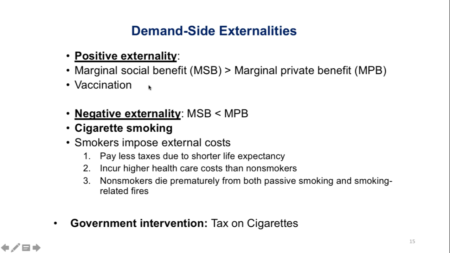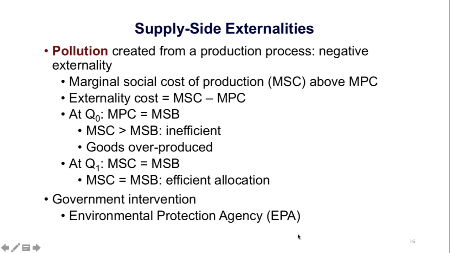That's basically a positive externality, and there is a negative externality such as cigarette smoking, where the marginal social benefit is smaller than the marginal private benefit. So in that case, we need the government, for example, to subsidize vaccination and impose tax on cigarettes. The supply side externalities, the best example is pollution, which is created from a production process, and basically the producers don't consider the external negative impact of their production on society, such as pollution. So in that case, again, we need government intervention, right?